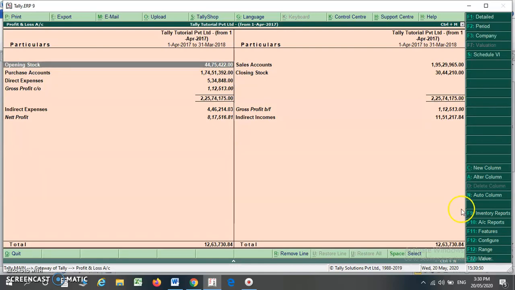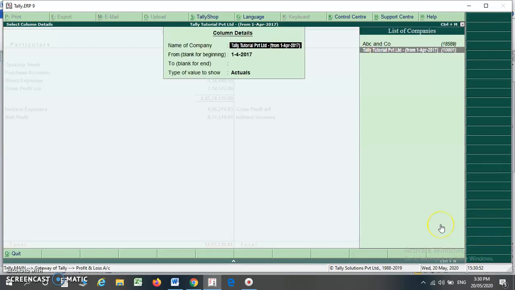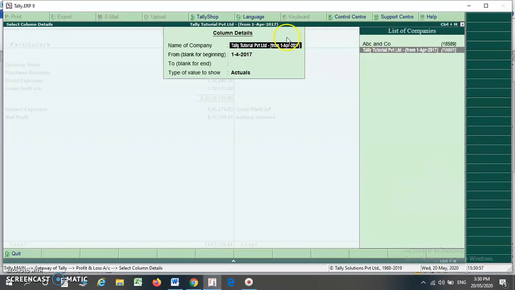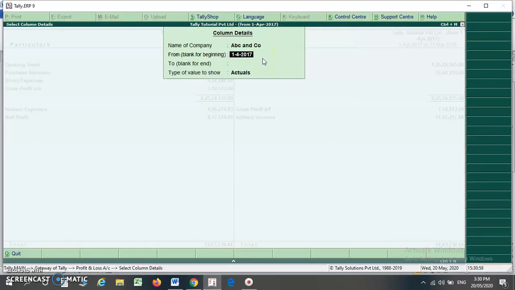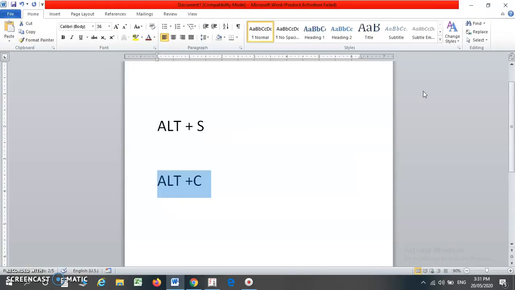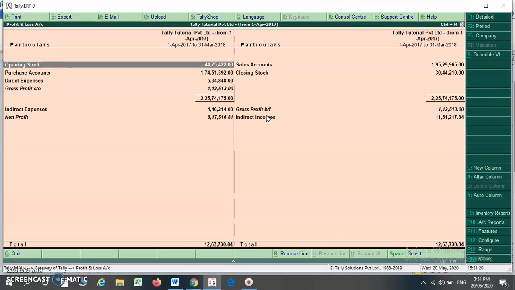Suppose I want to see the columnar of a different company, then just press Alt plus C. Here I am selecting another company and here I have to select my year. You will find that this is the profit and loss account of one company, this is the profit and loss account of another company, and you can compare the profit and loss accounts of both companies with each other. So in this way you can analyze your profit and loss account in your Tally ERP9.